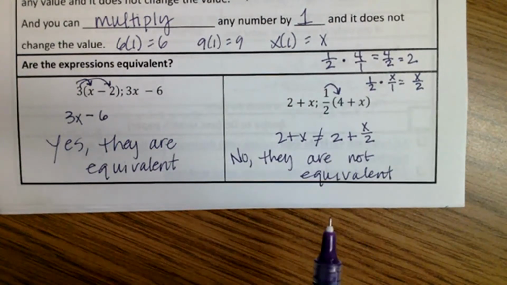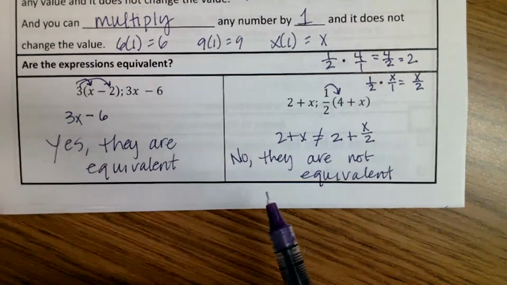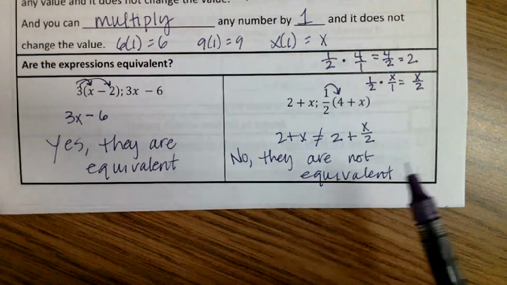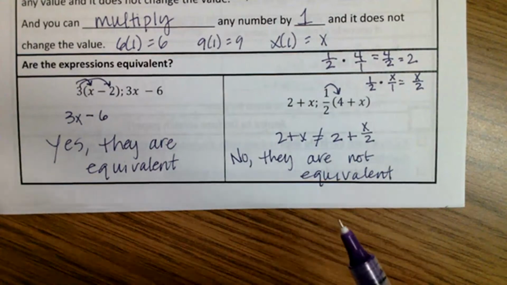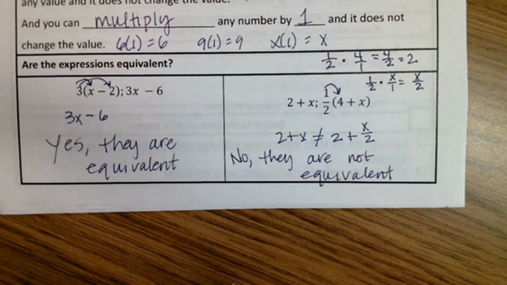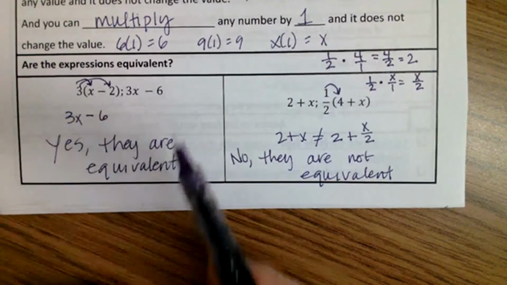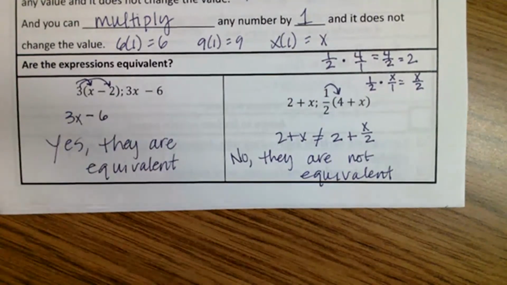Okay? So in this lesson, you are using the properties of operations, the commutative property, the associative property, and the distributive property to write equivalent expressions and to see if two given expressions are equivalent. All right, this is lesson 10.3a, generating equivalent expressions using properties.